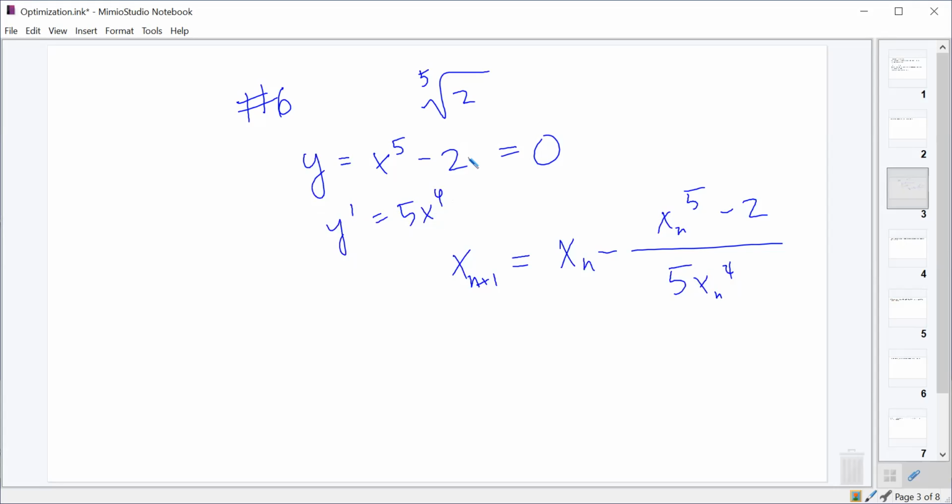And then since this is a polynomial, it's continuous for all real numbers, all we'd have to do is figure out when it's positive and when it's negative. So f of 1 is -1. And f of 2, what's 2 to the 5th? 32. So 32 minus 2 is 30. So we'd see that we'd start with something between 1 and 2. It wouldn't really matter what. But x naught would equal, let's say 1.5, and we'd go down and get an answer. Does that help? Does that make sense?